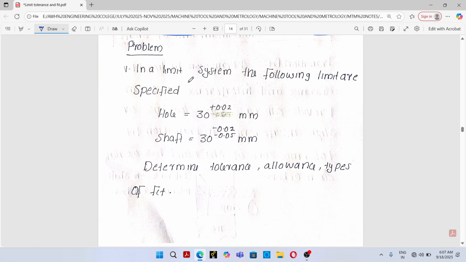Then we have problems related to limits, fits and tolerance. The questions solved here were asked in previous question papers. So you have to study correctly.